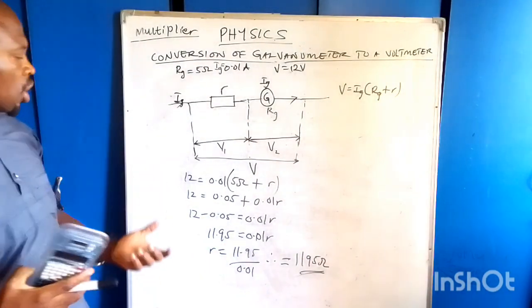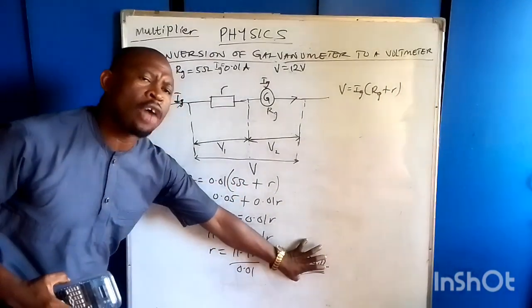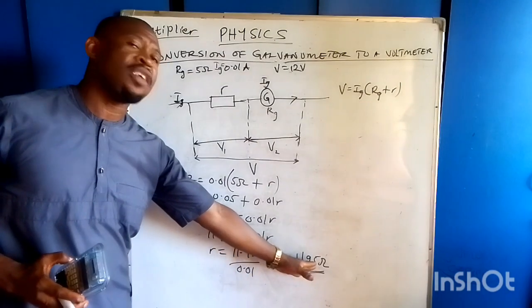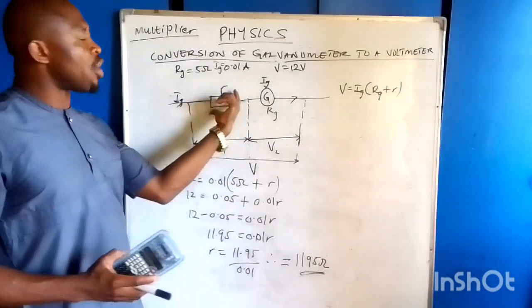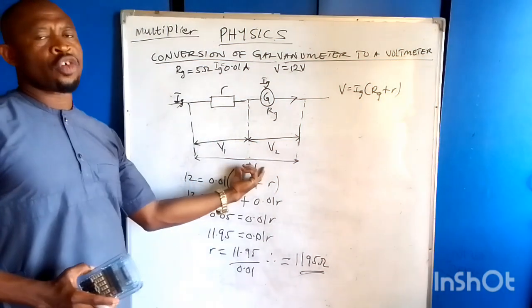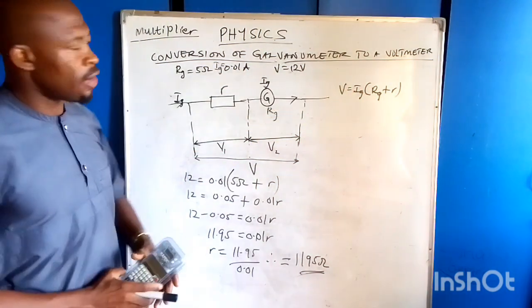Remember the question says, explain how you will do the conversion. How we do the conversion is that we connect a very high resistor of 1195 ohms in series with the galvanometer. Once you do that, the voltmeter will now reach up to 12 volts.